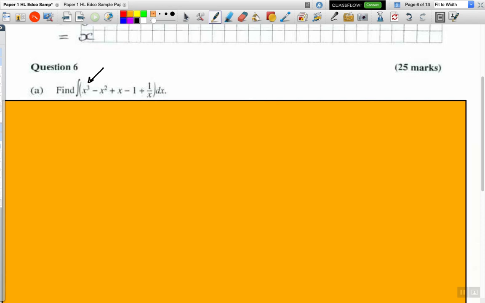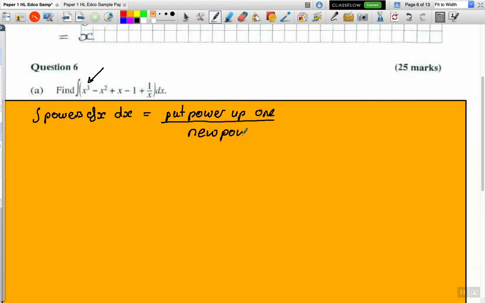When we're integrating powers of x with respect to x, the actual method is: put the power up 1, and then divide by the new power. So I can do it for that one, I can do it for that one, I can do it for that one. When you integrate a constant, you just put a letter in, so I can do that one.